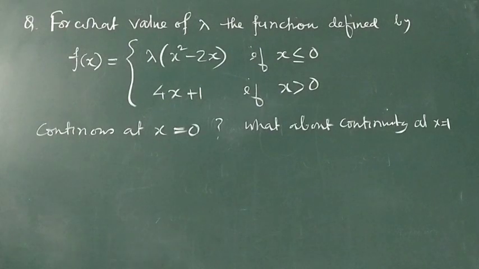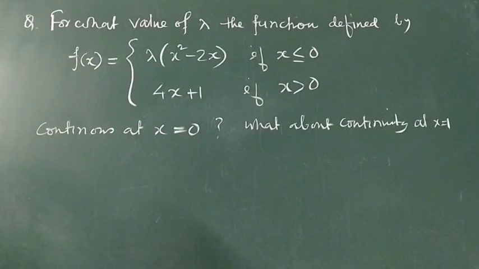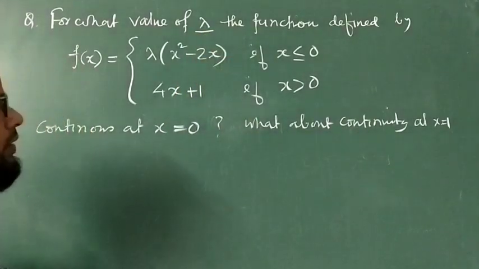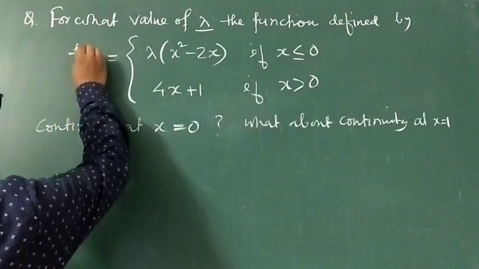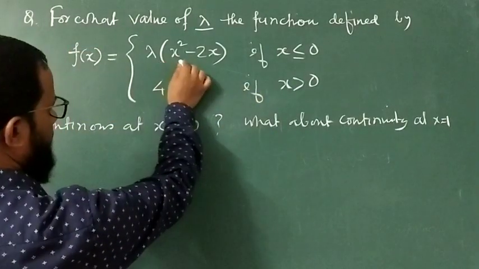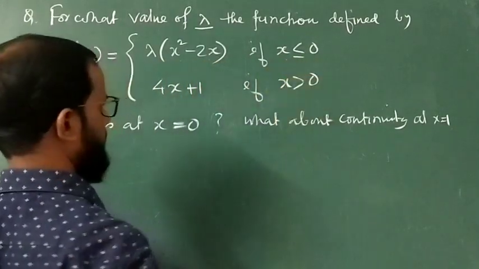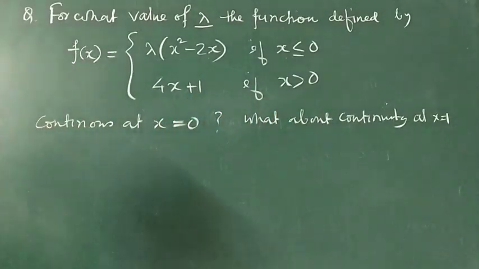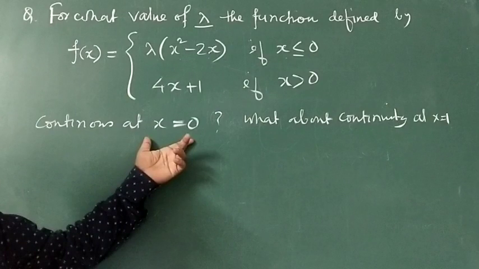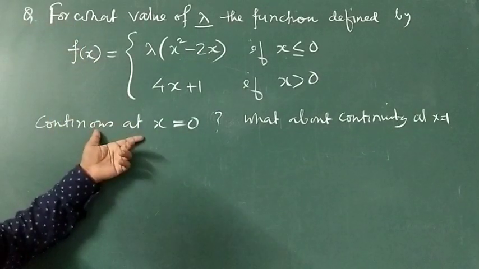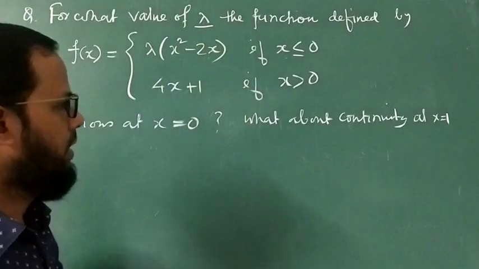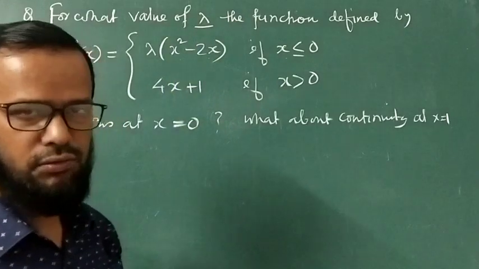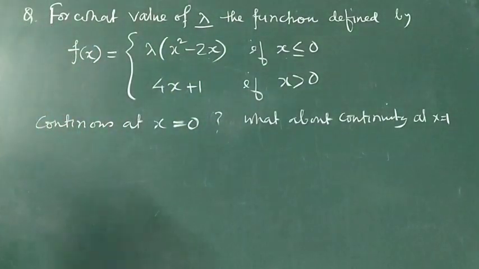Dear students, this is the second question of today's class. In this question, for what value of lambda is the function defined as f(x) = lambda x squared minus 2x when x is less than or equal to 0, and f(x) = 4x plus 1 if x is greater than 0, continuous at x equal to 0? That means if the function is continuous at x equal to 0, what is the value of lambda you are going to find? And if it is continuous at x equal to 1, then what should be the value of lambda? That is the requirement of the particular question.